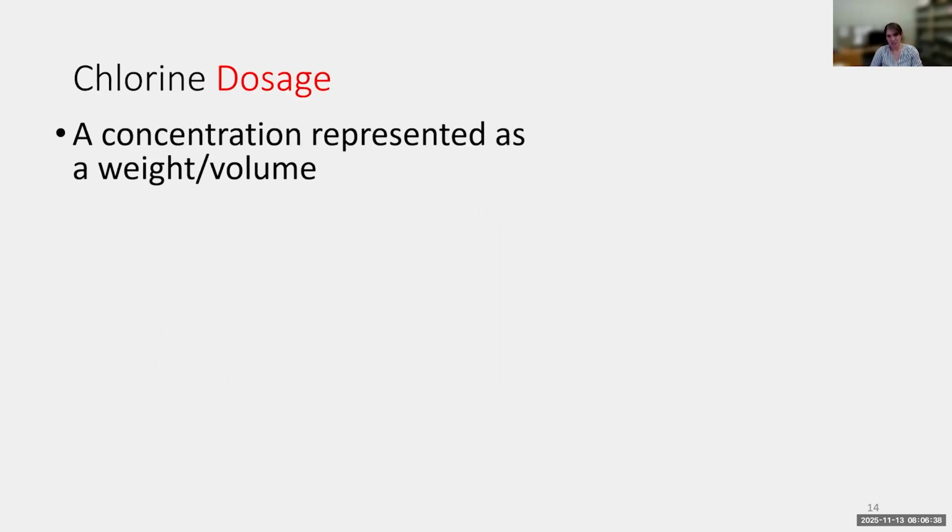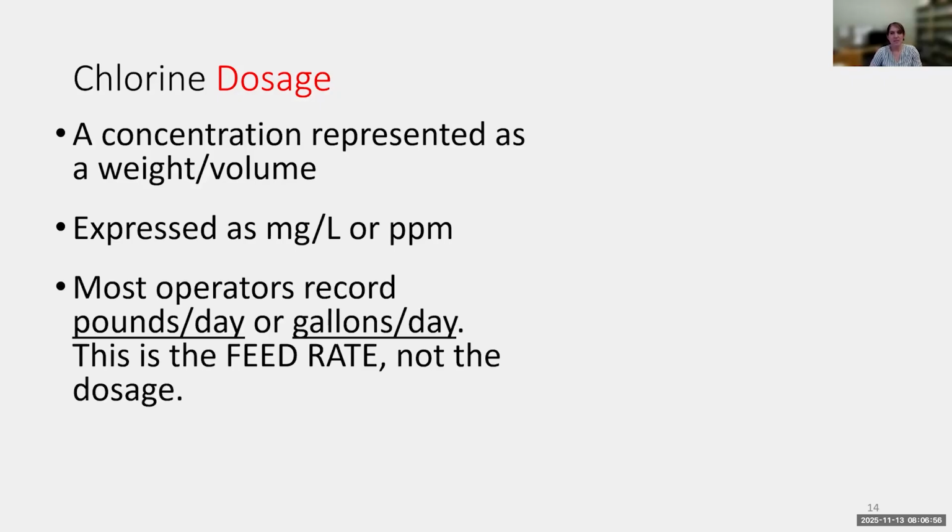All right, chlorine dosage. Chlorine dosage is the amount of chlorine added to the system. As with our solids concentration, it's a concentration represented as a weight over volume, and it can be expressed as either milligrams per liter or parts per million. Sometimes you'll see pounds per day or gallons per day. Pounds per day or gallons per day is actually not a dosage. Pounds per day is weight over time. Gallons per day is volume over time. So therefore, those are rates, and in this case, feed rates, not concentrations.